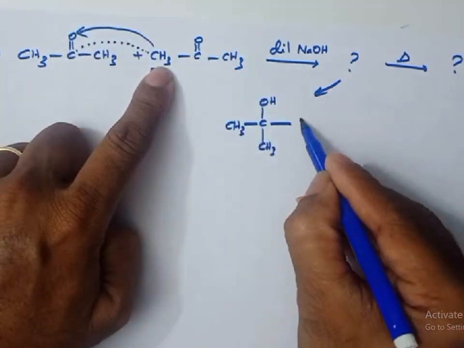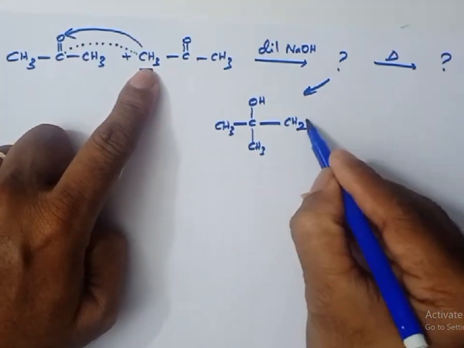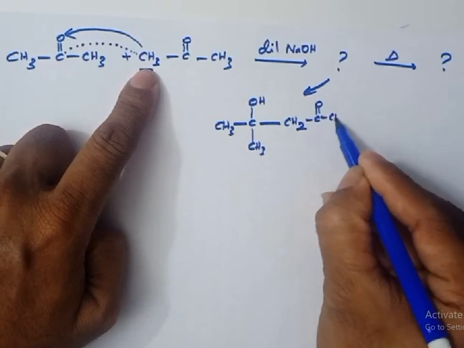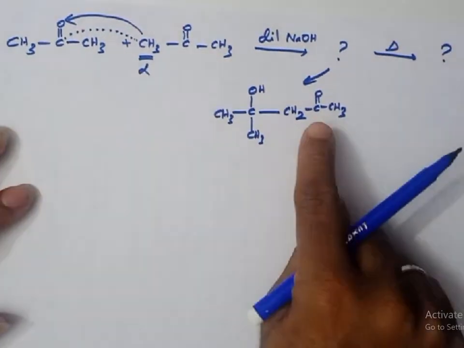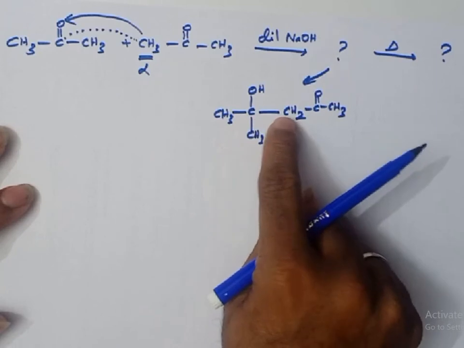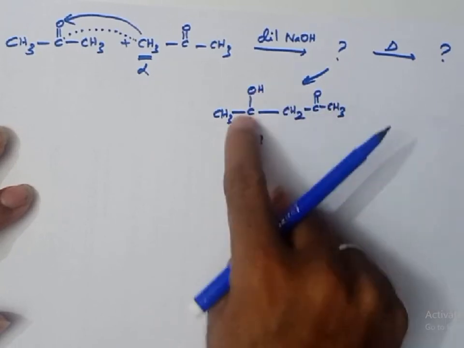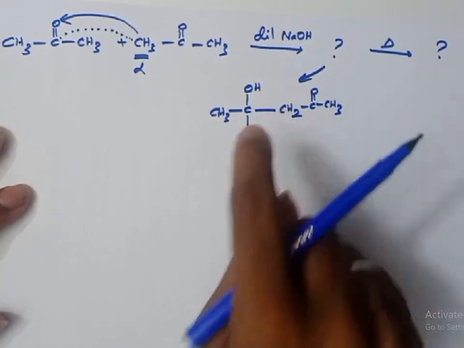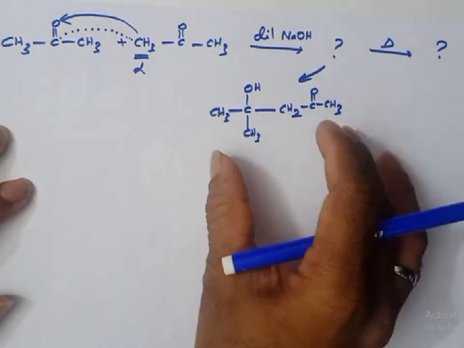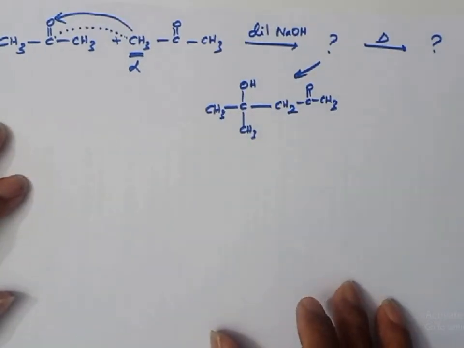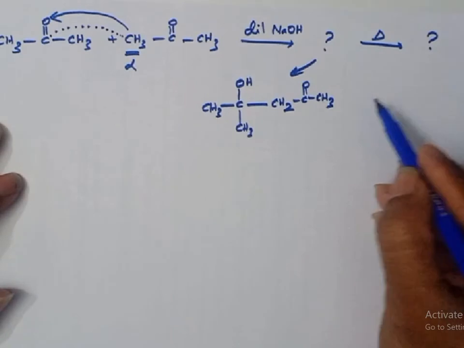Therefore, we have only two hydrogen here, CH2, CO, CH3. Okay, you'll get beta hydroxy. This is alpha, this is beta. You'll get beta hydroxy ketone, and beta hydroxy ketone is the aldol product. Aldol product. Now, what happens on heating?